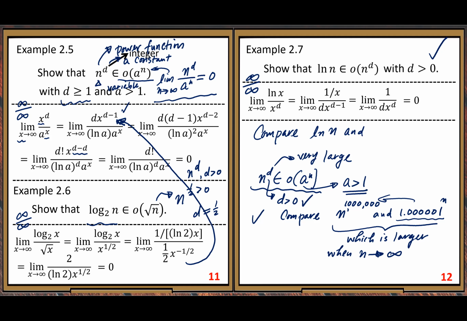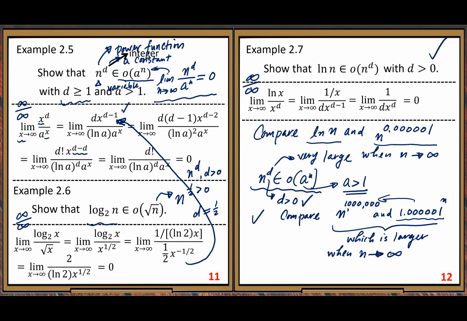Can I choose a very small d, but it's positive? So here I choose 0.000, I put many zeros, 1. This is the power function expression. I'll ask you to compare these two functions when n approaches infinity, so very, very large. Which one is eventually larger?